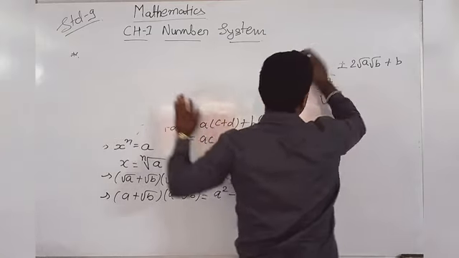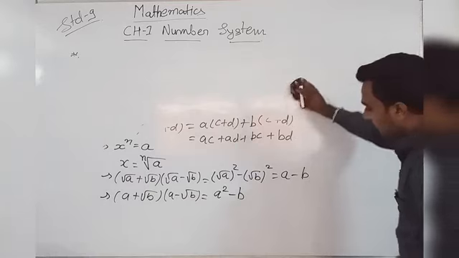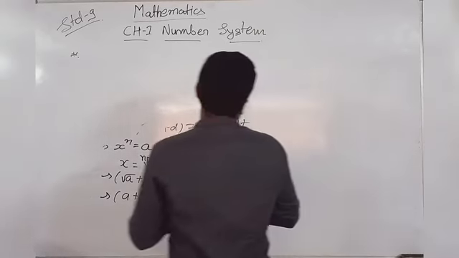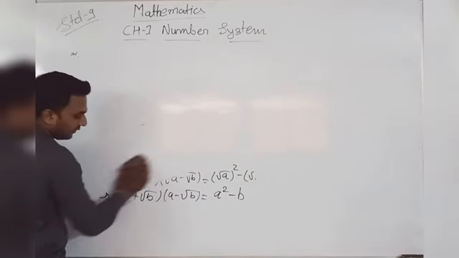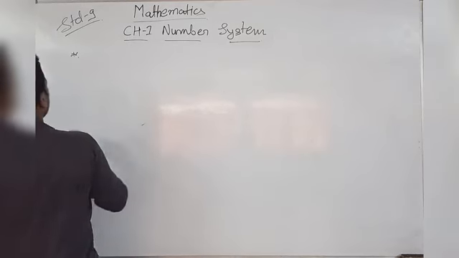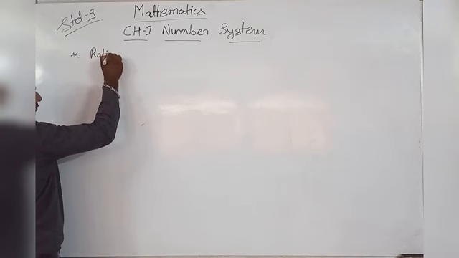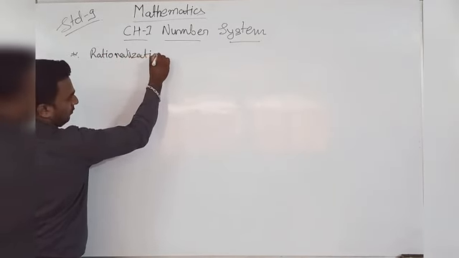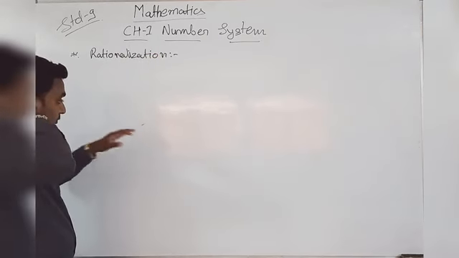Now rationalization means we have to remove the square root from the denominator. How can we remove the square root from the denominator? There are several methods for it. Now what is the next topic? It is rationalization. Here we can do the rationalization with the help of the following things.